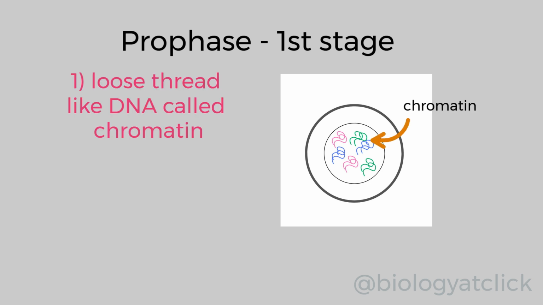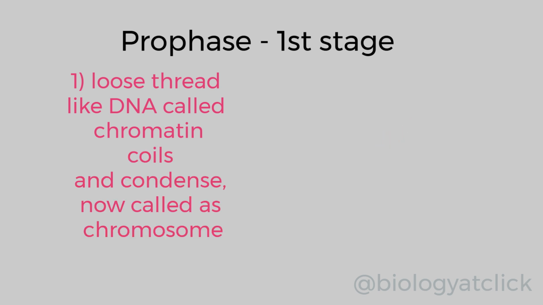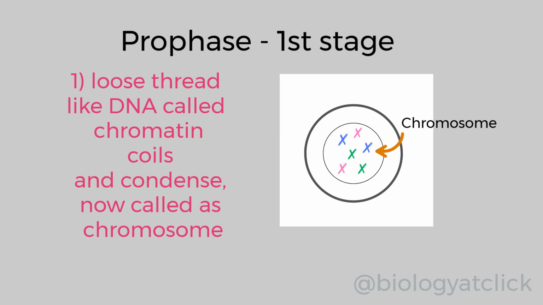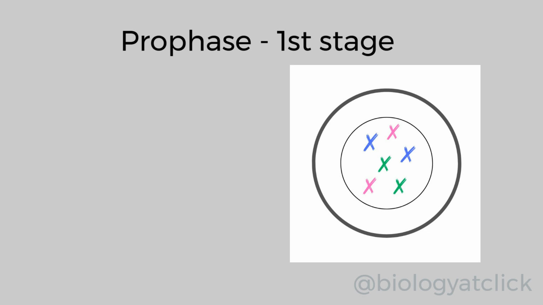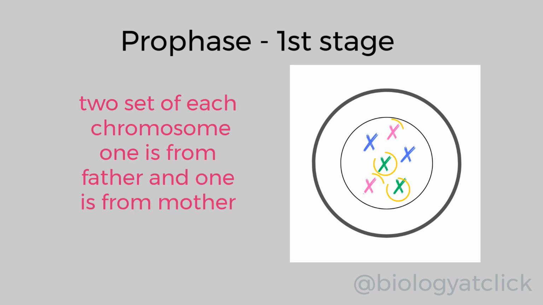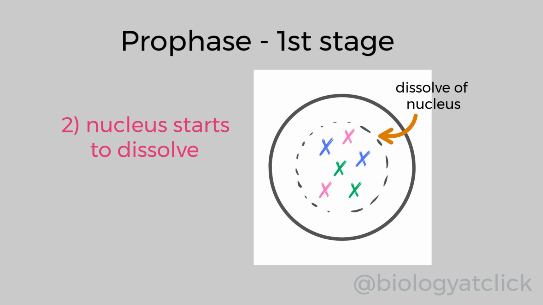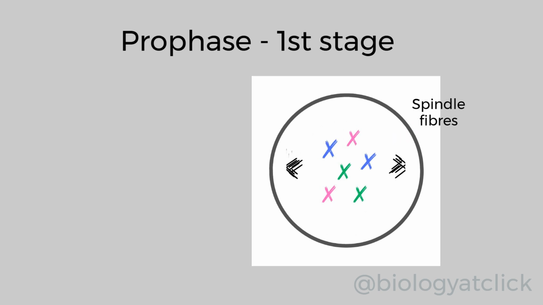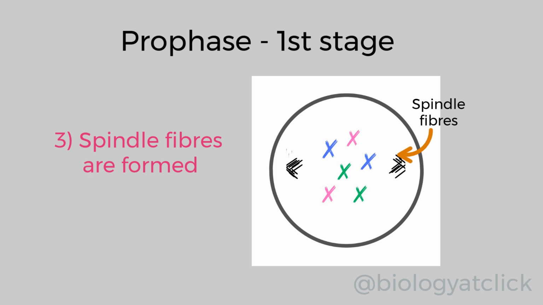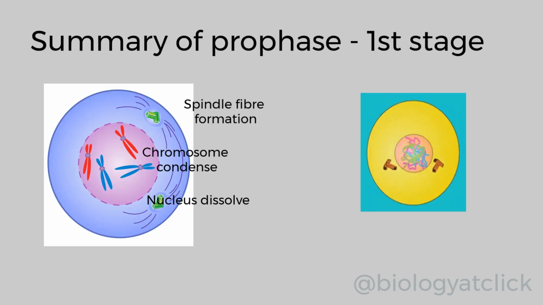Key points that happen during prophase are: 1. The loose thread-like structure of the DNA, called chromatin, will start to coil into a condensed X-shaped form, now known as chromosomes. As we can see in the diagram, there are two sets of each green, pink and blue chromosomes, because one is inherited from the father and the other from the mother. 2. The nucleus starts to dissolve and the chromosomes spill into the cytoplasm of the cell. 3. Structures called spindle fibers begin to form. We will learn about it later in the video. In summary, let's understand with the help of this diagram. As you can see, spindle fibers appear, chromosomes condense and the nuclear envelope dissolves.